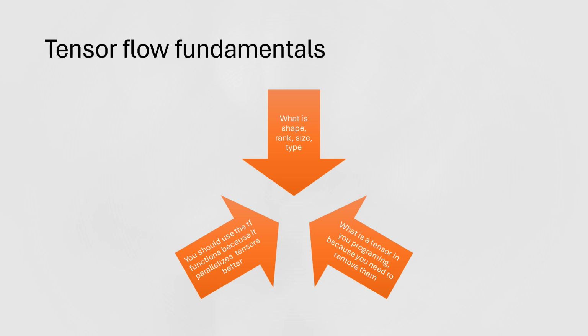You should use the TF functions because they parallelize the tensors better. Something like tf.multiply would do better because it parallelizes and uses the GPU to do it. And the TF library also has specialized functions that will adjust all the tensors. When you're programming, you need to know what a tensor is because you'll need to remove it. It stays around if you don't.